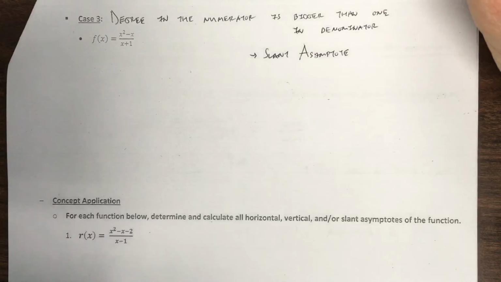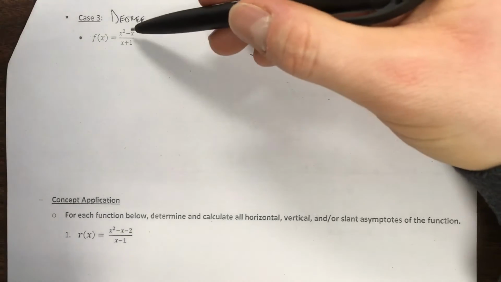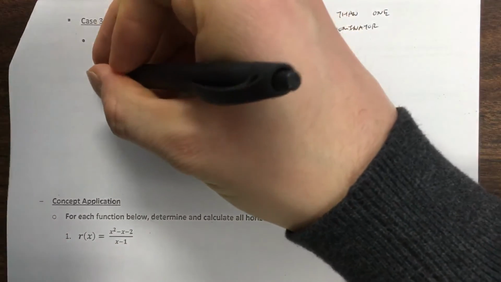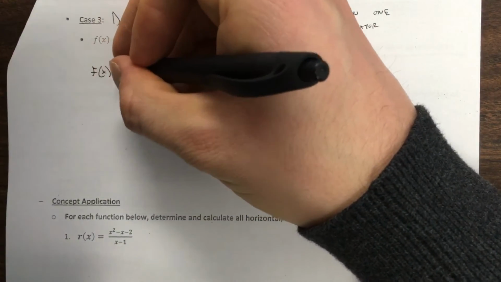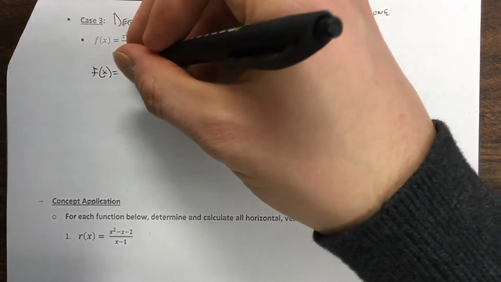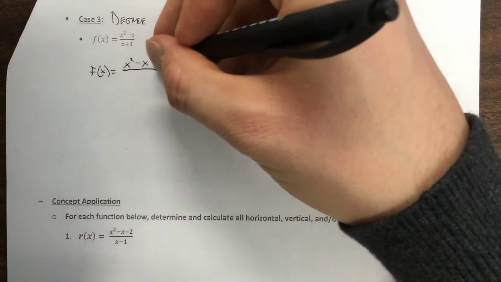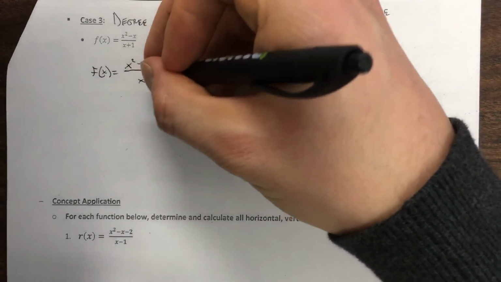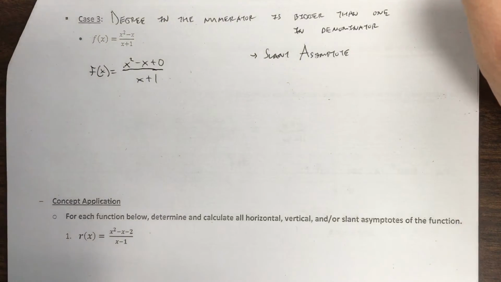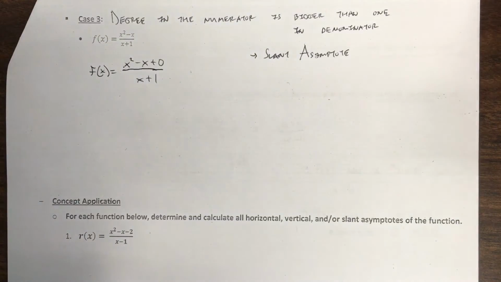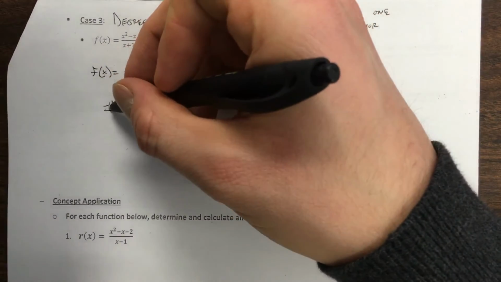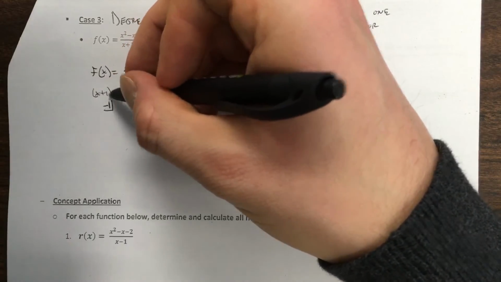In order to figure out our slant asymptote, we have to divide our functions, because this is something over something, and it does divide. To do that, we're going to use synthetic division. Now I'm going to rewrite our function. We have an exponent of 2, an exponent of 1. We need an exponent of 0, so plus 0, x plus 1. Now let's do synthetic division. Here in the corner would be -1 because we're dividing by x plus 1.